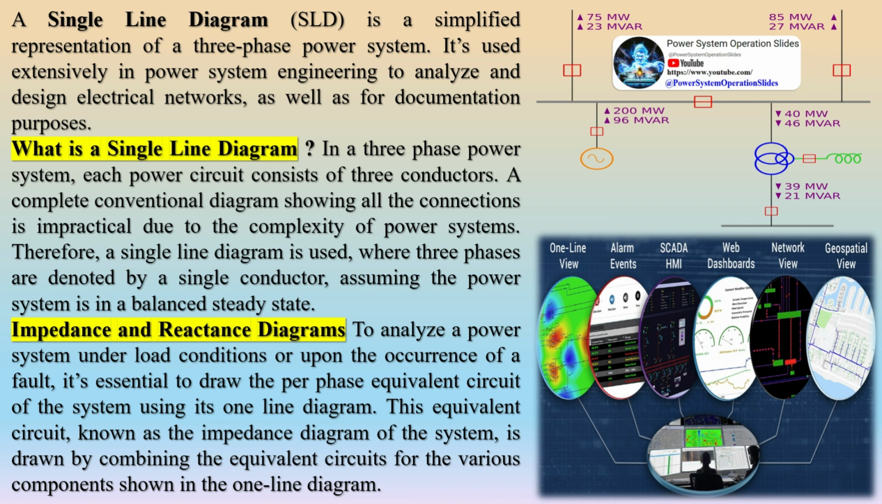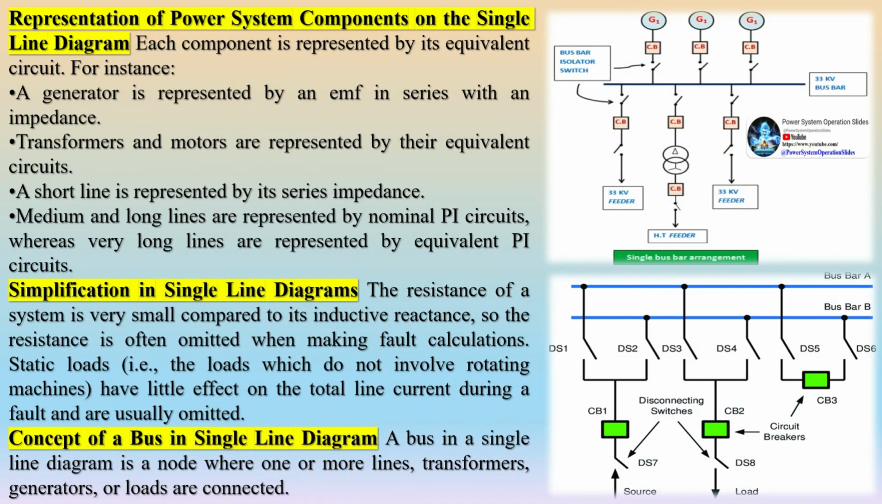In a three-phase power system, each power circuit consists of three conductors. A complete conventional diagram showing all the connections is impractical due to the complexity of power systems. Therefore, a single-line diagram is used, where three phases are denoted by a single conductor, assuming the power system is in a balanced steady state.